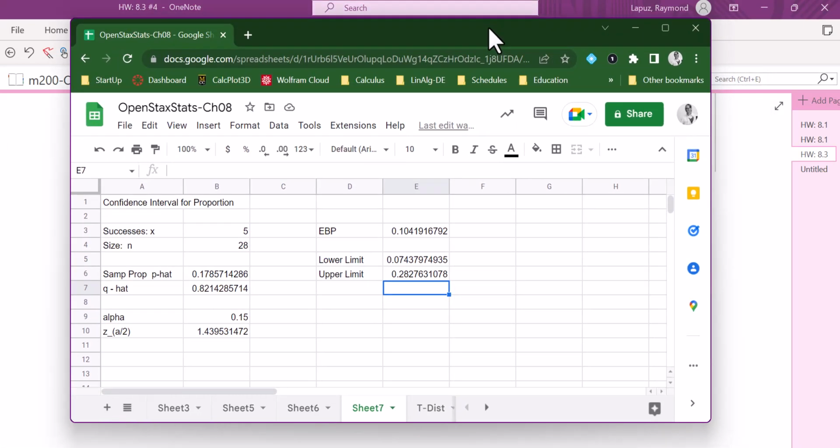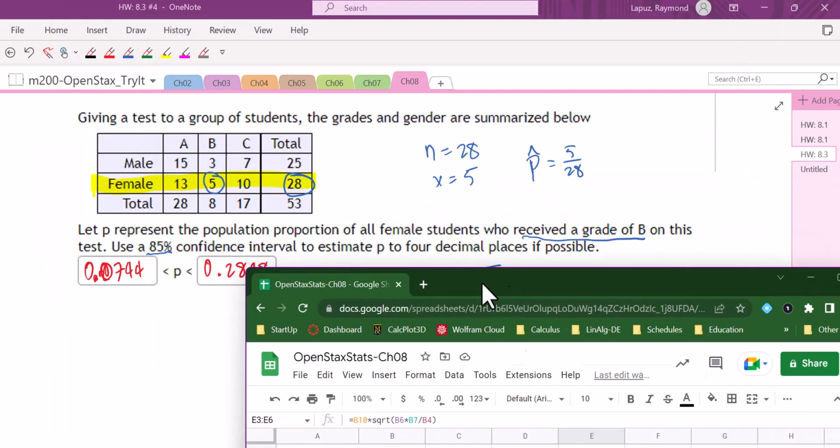Now, before I go, I just wanted to point out that all except for x and n, and alpha, everything here was kind of set up to be some sort of formula. So if for some reason you want to change your alpha, say you want to change that to be 0.05, and if you press enter, you'll see that the EBP and the upper and lower limits will also change.